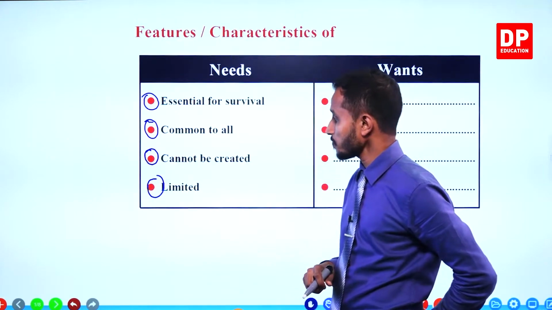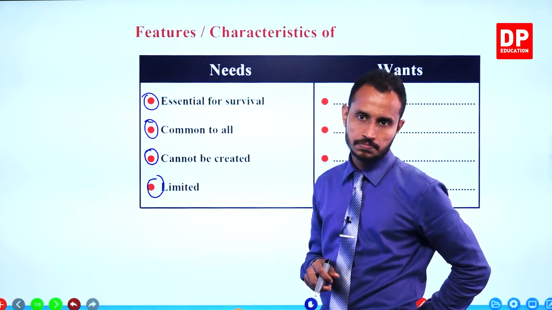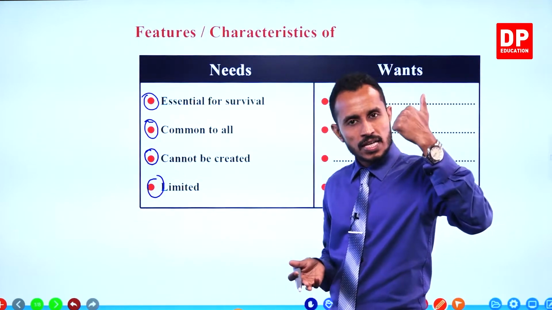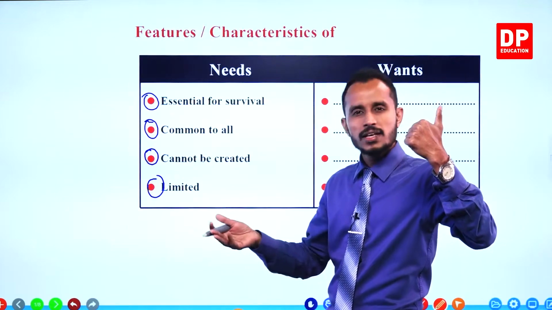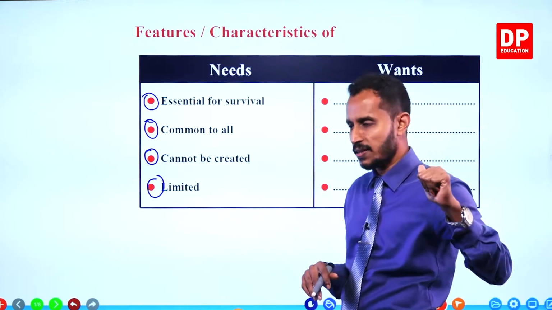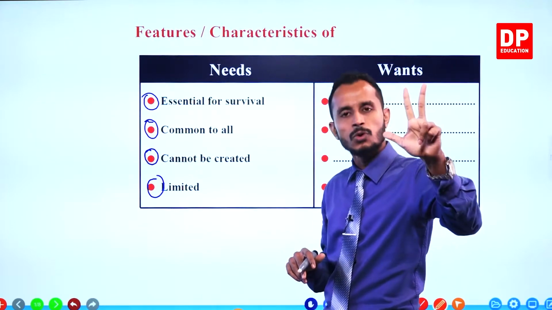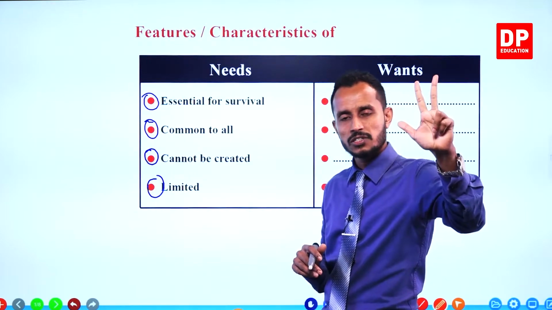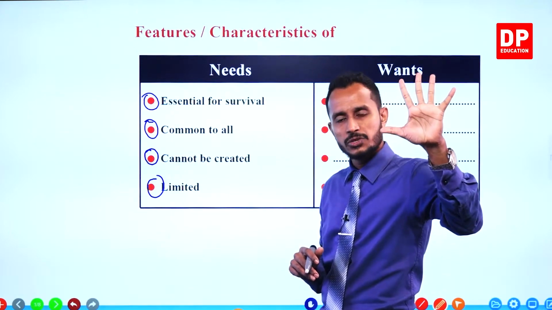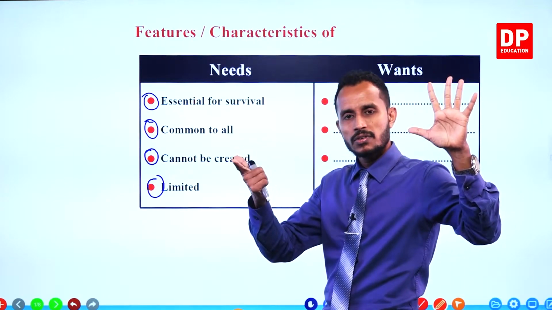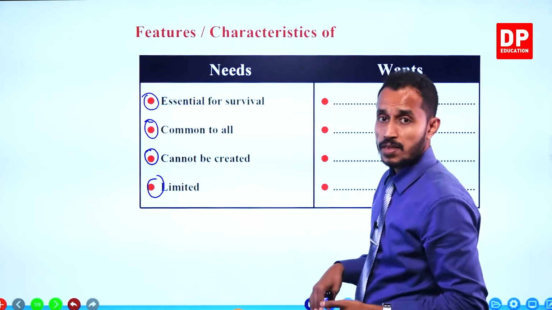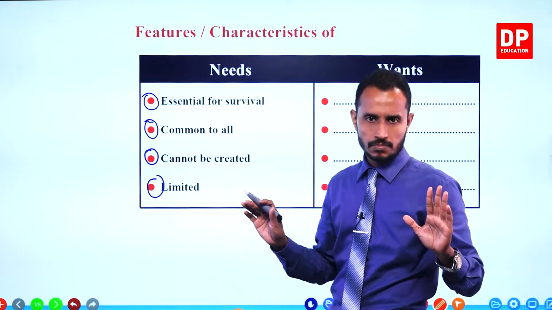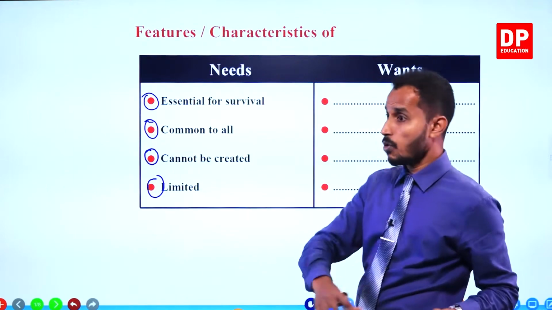Last but not least, needs are limited. You already know there are only how many needs? There are only 8 or 9 needs, not more than 10, and 3 basic needs. You already know these needs. Yes, that's right. Food and water, clothing, shelter, health, education, security, transportation, communication, entertainment, as I have mentioned. Only those needs, children, they are limited. Okay? You will understand this when we move on to wants.